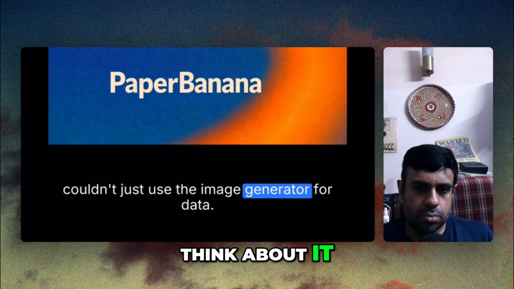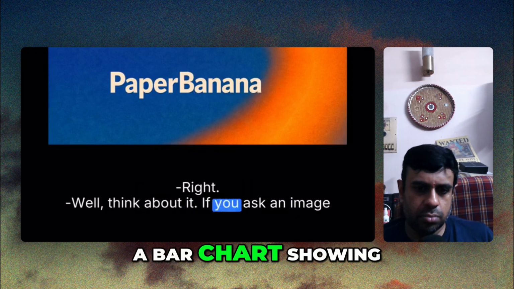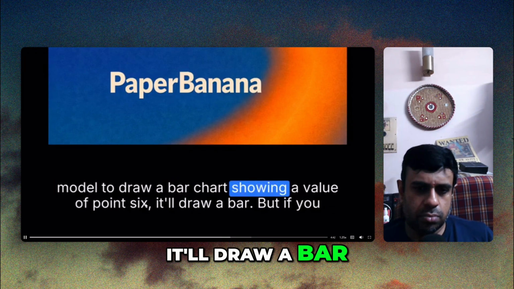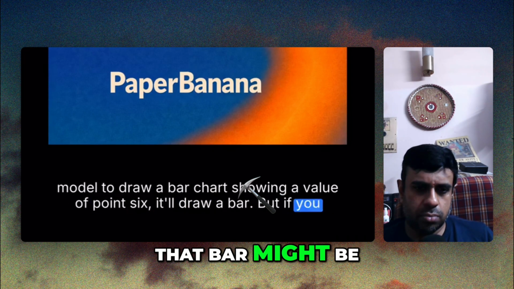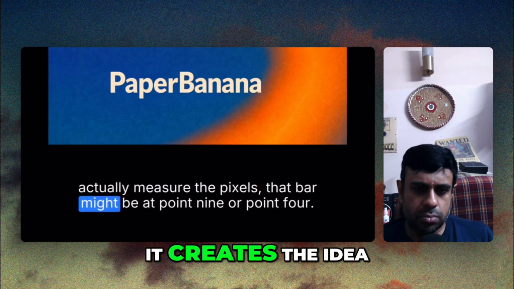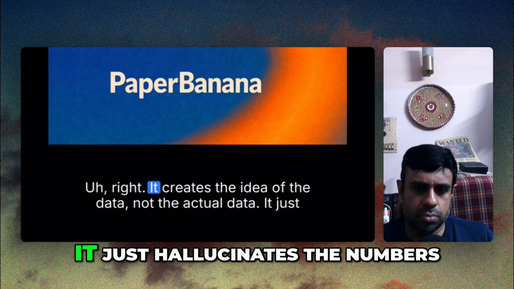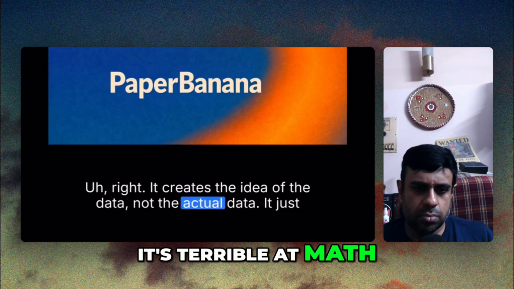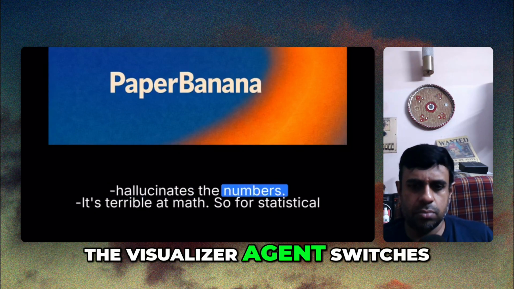Well, think about it. If you ask an image model to draw a bar chart showing a value of 0.6, it'll draw a bar. But if you actually measure the pixels, that bar might be at 0.9 or 0.4. Right. It creates the idea of the data, not the actual data. It just hallucinates the numbers. It's terrible at math. So for statistical plots, the visualizer agent switches its strategy.